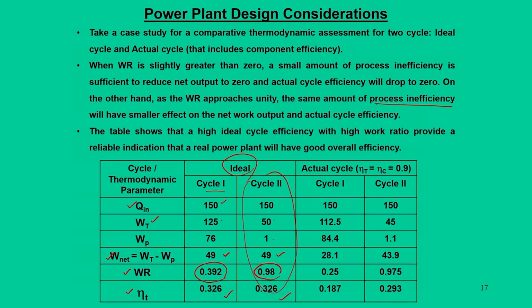And now, if you propose cycle 2 and recalculate the same thing for the actual cycle, where the component efficiencies of turbine and compressor are introduced with a number of 0.9, then we can recalculate these numbers.